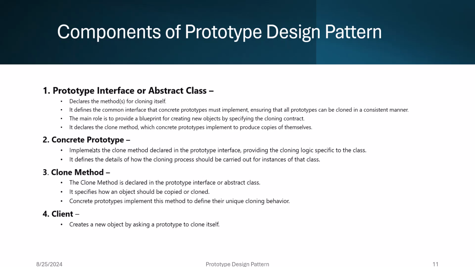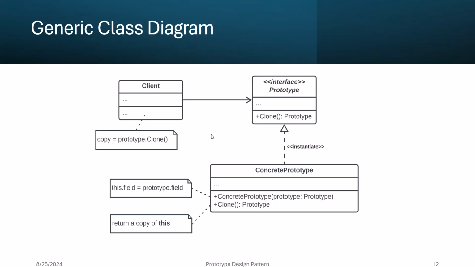In the concrete prototype, we will implement the clone method declared in the prototype interface, providing the cloning logic specific to that class. It defines the details of how the cloning process should be carried out for instances of the class. Again, the clone method which we implement is another component, declared in the prototype interface or abstract class, and it specifies how an object should be copied or cloned. The concrete prototype implements this clone method. And the fourth one is client, which creates a new object by asking the prototype to clone itself. So these are the four main components of the prototype design pattern.